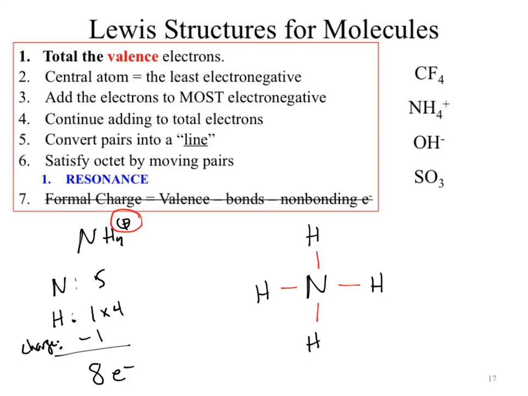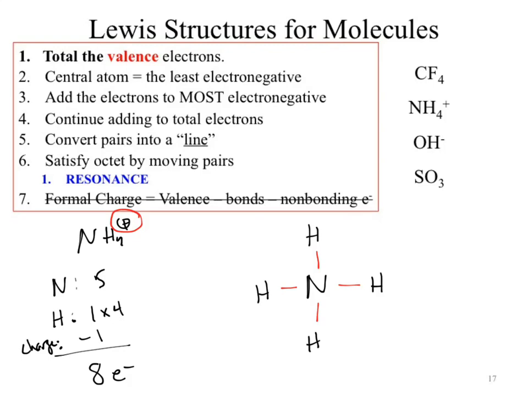Now we've got to satisfy octets. How many electrons are around the nitrogen? 8. So it's good. How many electrons around each hydrogen? 2. Is that 8? No. What's the issue? Hydrogen can't hold 8 electrons.